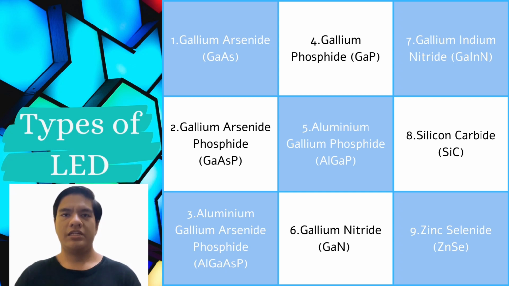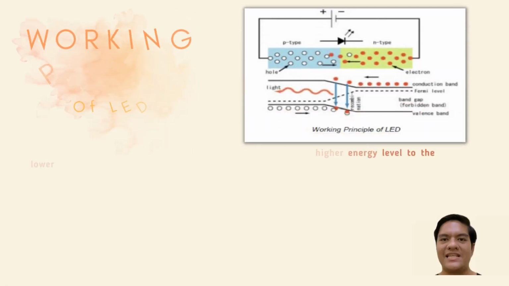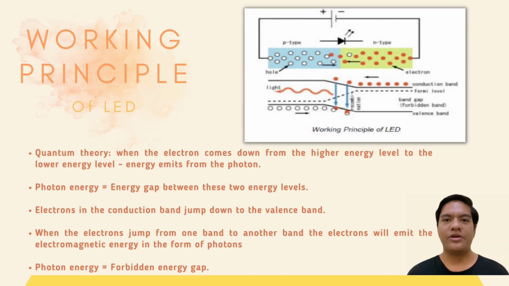Next, number seven is indium gallium nitride. Indium gallium nitride is the light emitting layer in modern blue and green LEDs and is often grown on a GaN buffer on a transparent substrate. Number eight is silicon carbide. Silicon carbide is used in semiconductor electronic devices that operate at high temperature or high voltage. And lastly is zinc selenide. Zinc selenide is used to form light emitting diodes and diode lasers. It emits blue light. Next slide, I will explain about the working principle of LED.